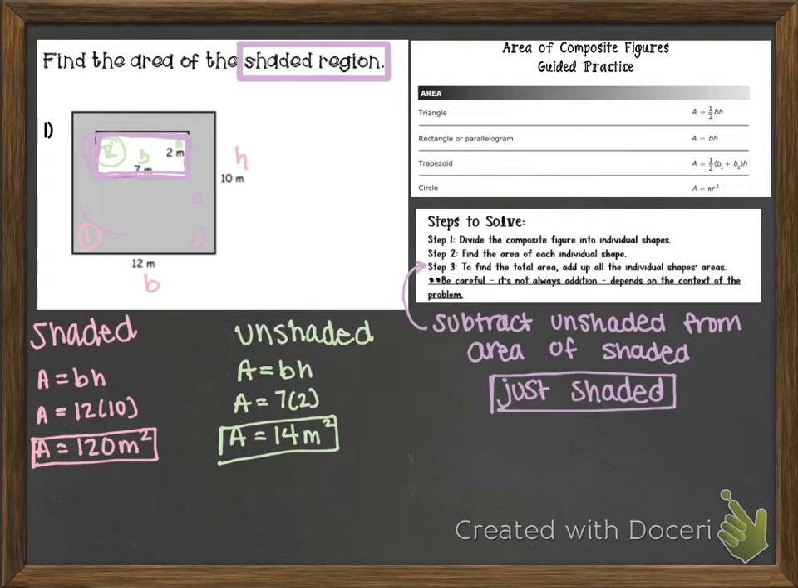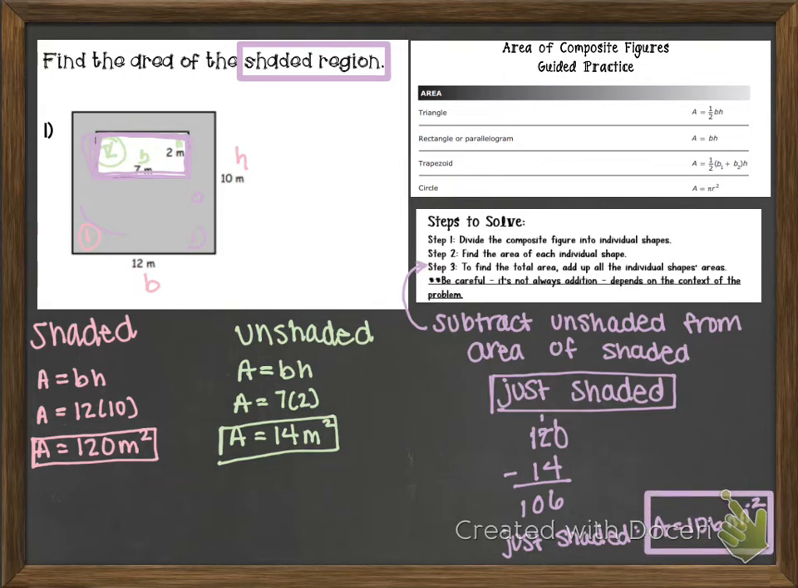So we would take our shaded figure, which is 120, and then we would subtract the glass part, which is 14. And we're going to borrow here, 6, 0. Did I borrow from the one? No, 106. So the just shaded, which in my scenario would be wood, would be area equals 106 meters squared. Now we're talking about meters here, so the door is not meters, but it works for our scenario. Okay, there you go.